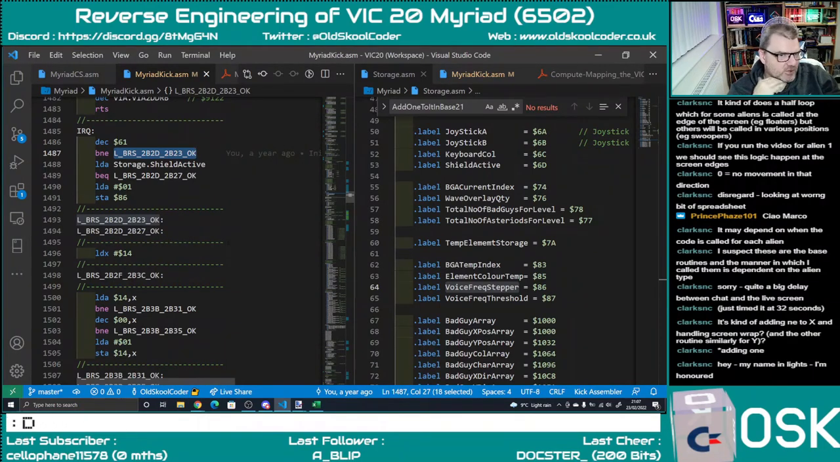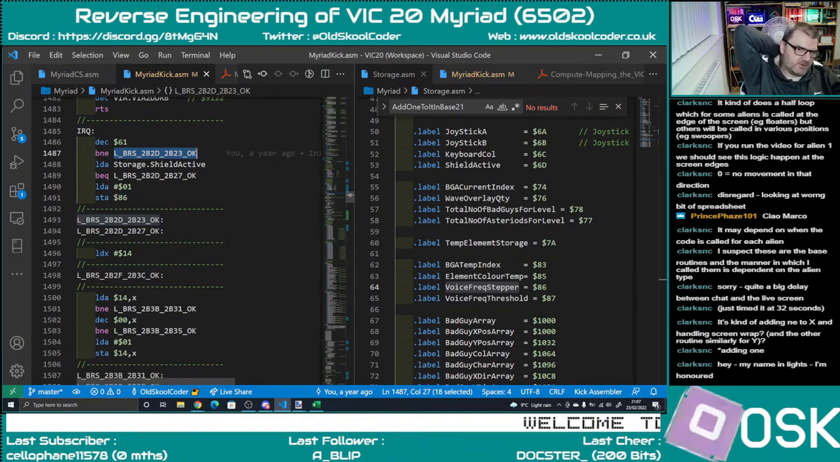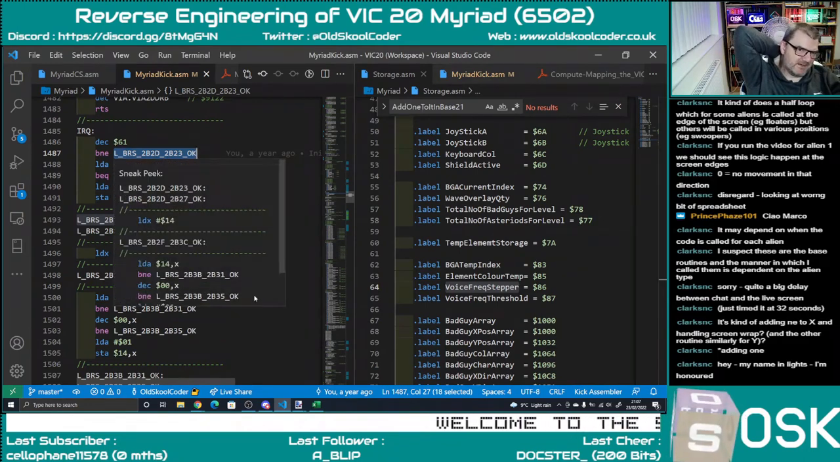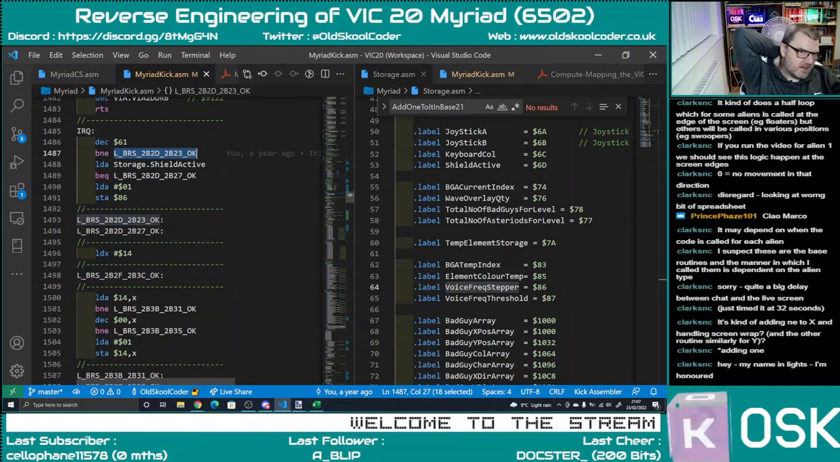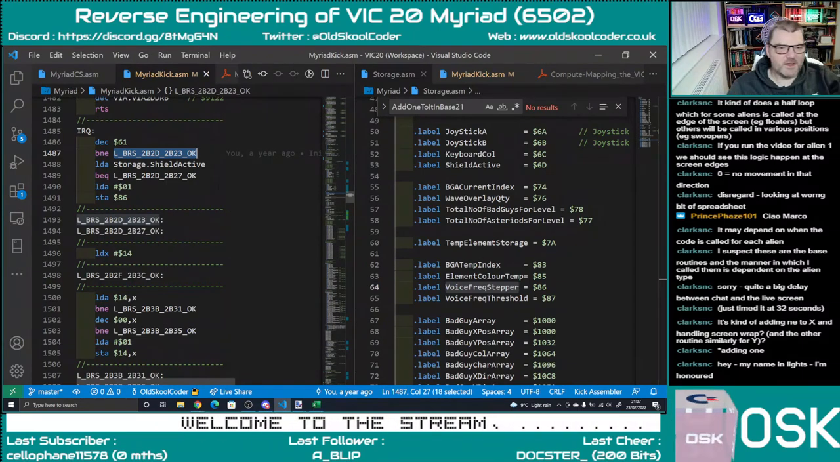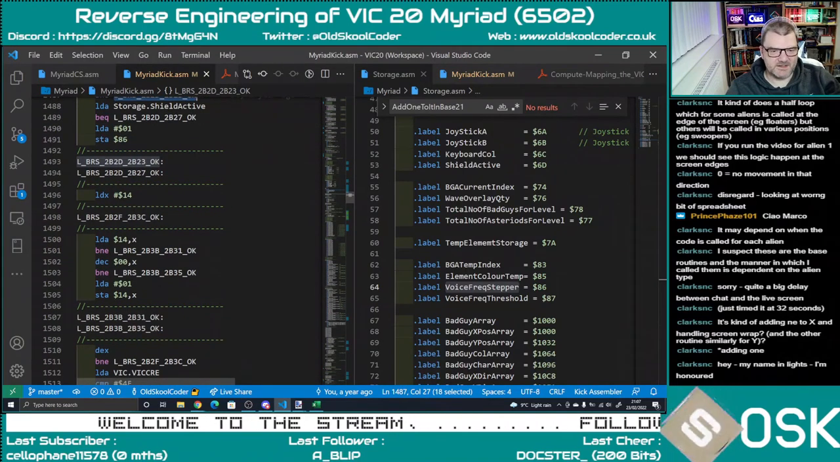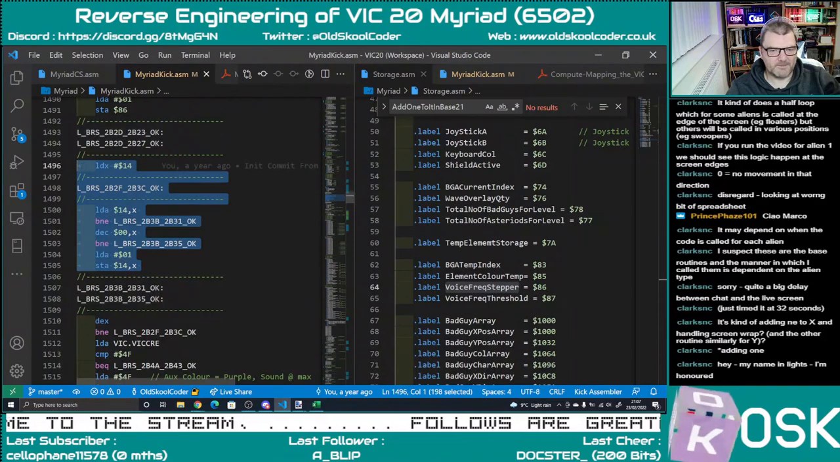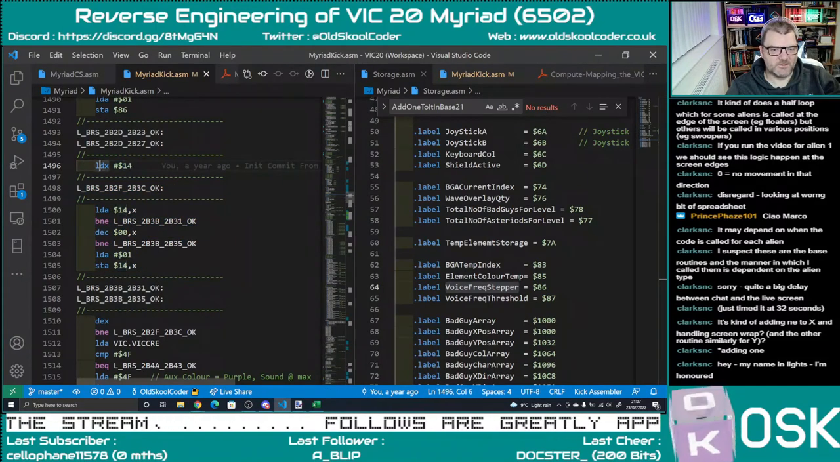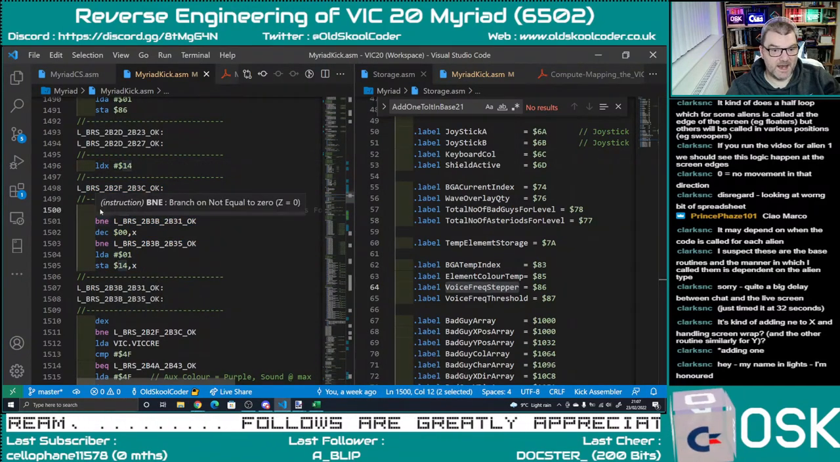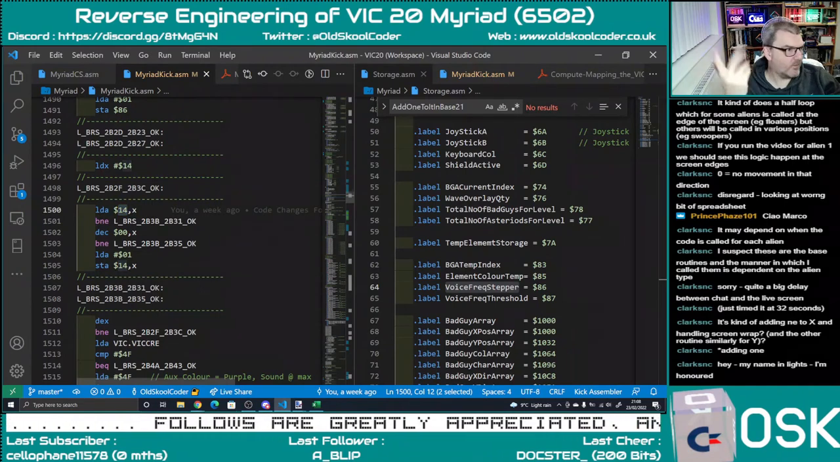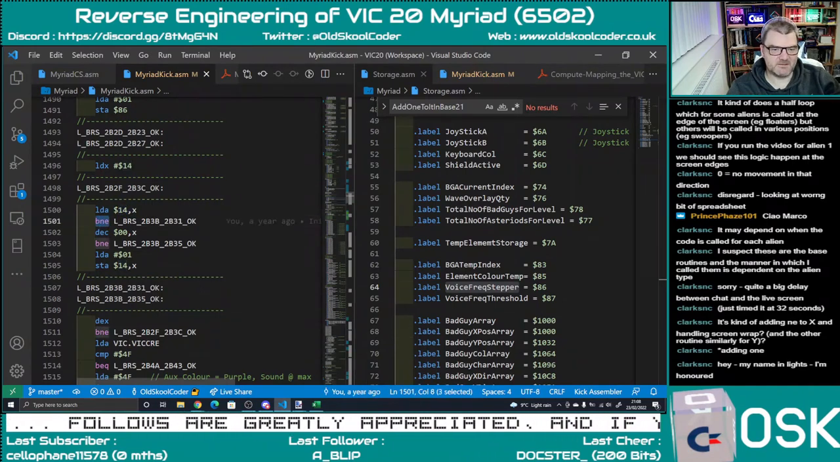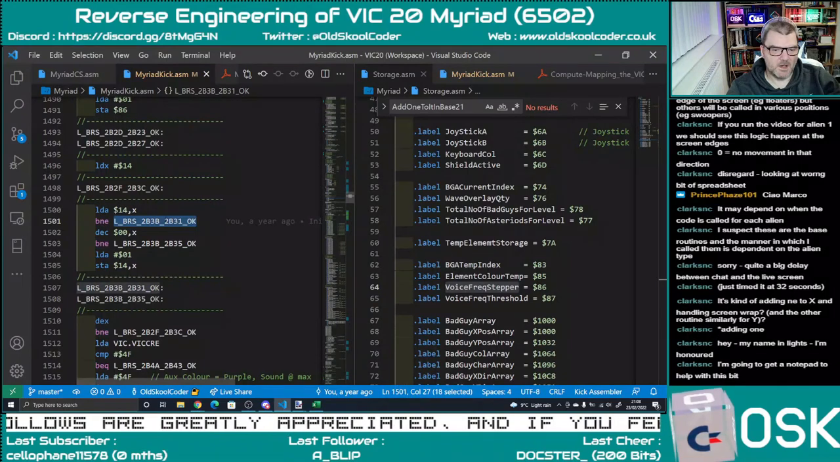I'm not sure if it's looking after the shield because of the shield active thing here. But we'll find out. But this is the interesting bit. This is where the three arrays are. So we're loading X with 14, and then we're loading A from 14 comma whatever X is. And we're saying, is it equal to 0? No.